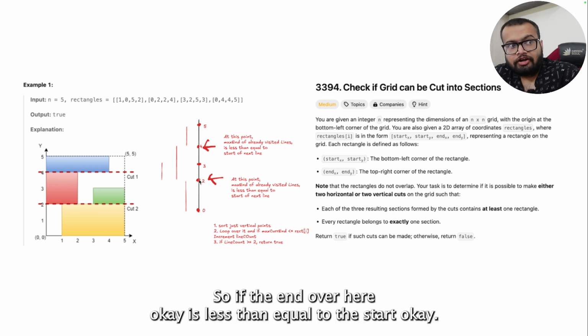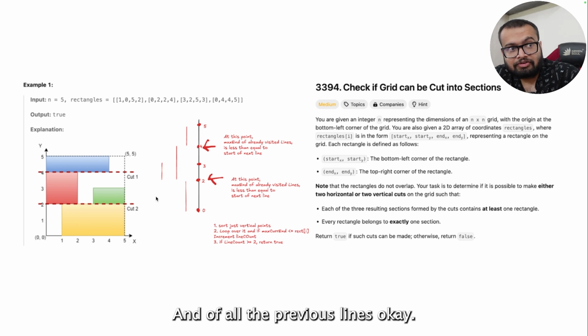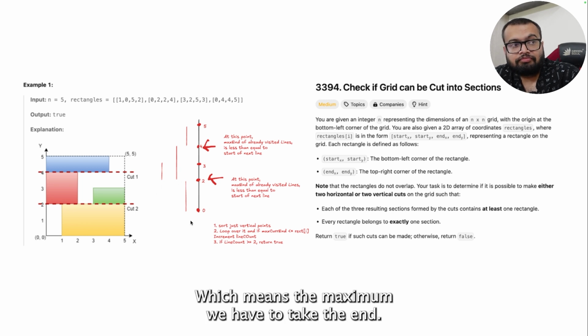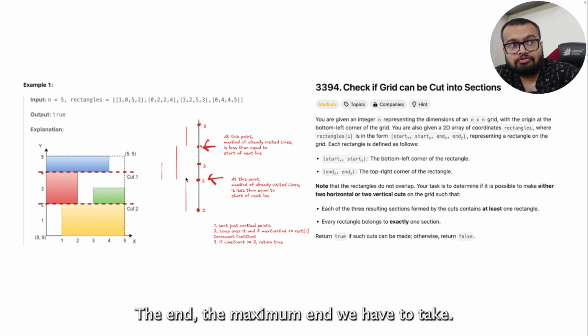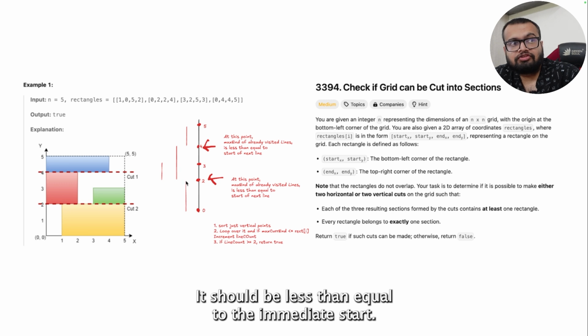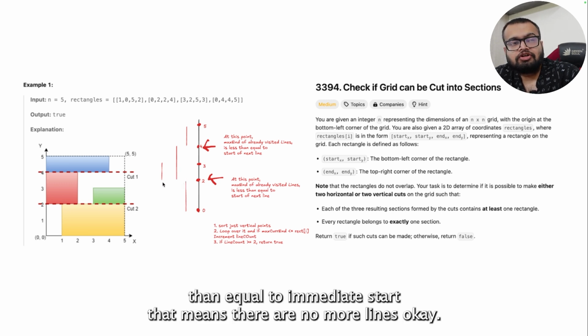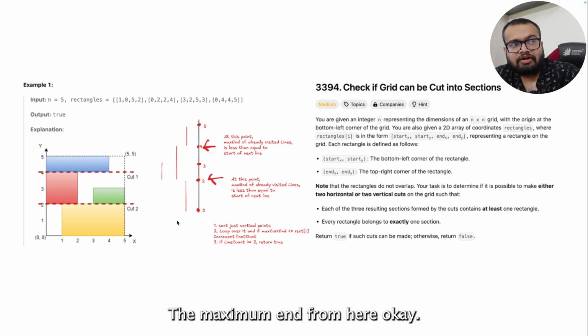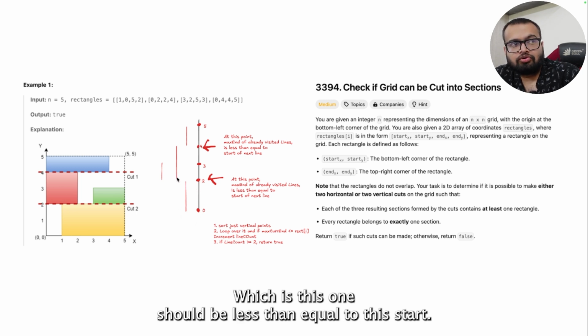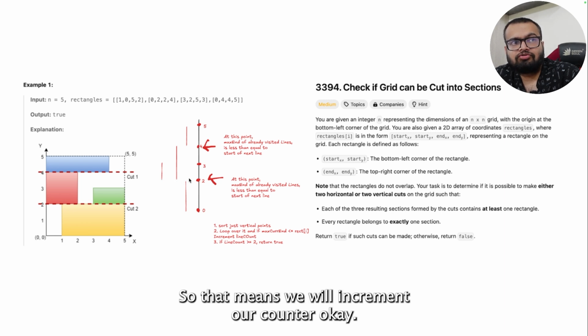So if the end over here is less than or equal to the start, the end of all the previous lines, which means the maximum end we have to take should be less than or equal to the immediate start. If it is less than or equal to the immediate start, that means there are no more lines. The maximum end from here, which is this one, should be less than or equal to this start. That means there is no line, so we will increment our counter.